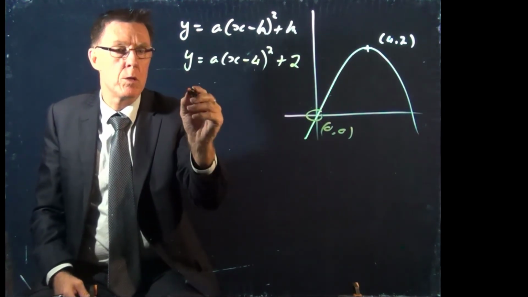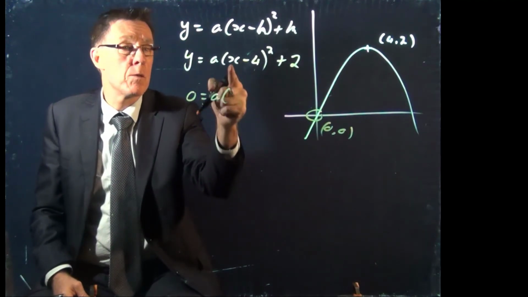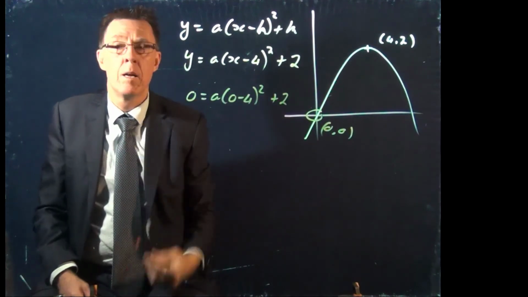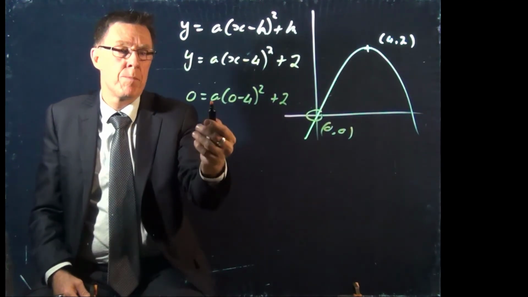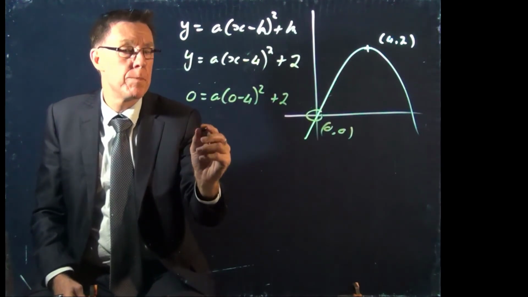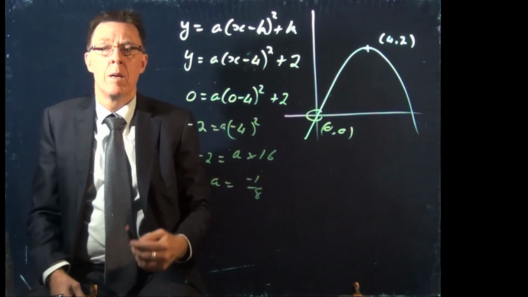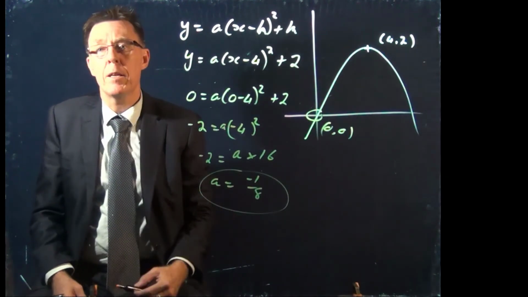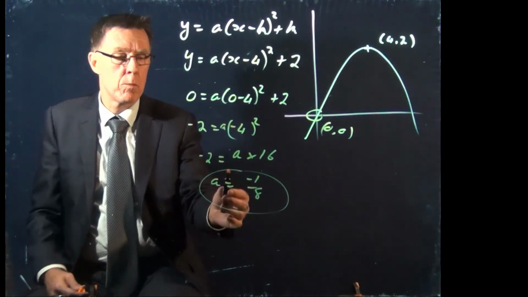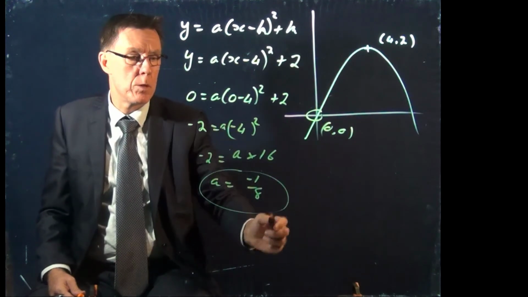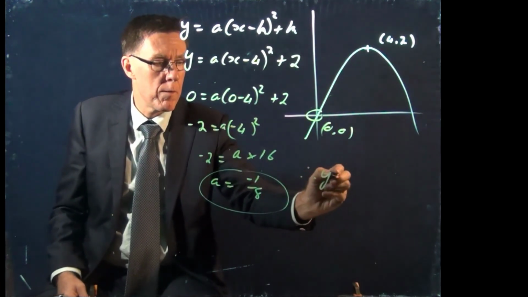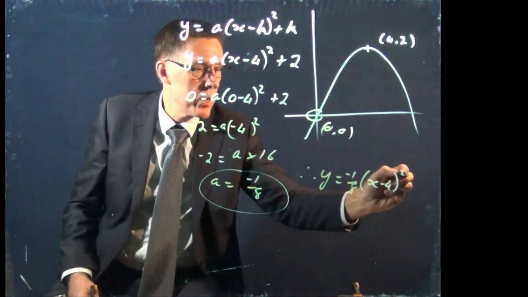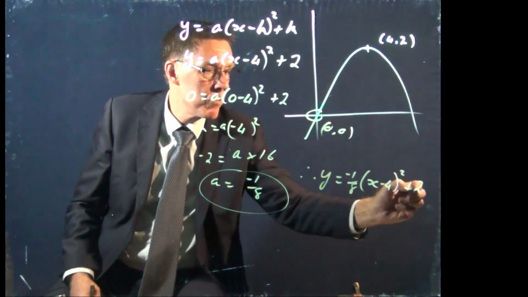So my y coordinate is 0, a outside of x coordinate is also 0. Now, if I evaluate that, I'll work out a. By doing the calculation, I'm able to show that a has a value of negative 1/8, which makes sense. a being negative flips the curve upside down. So I can therefore say that my final function is y equals negative 1/8 times (x minus 4) squared plus 2.